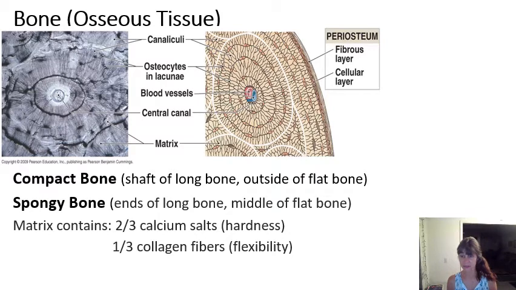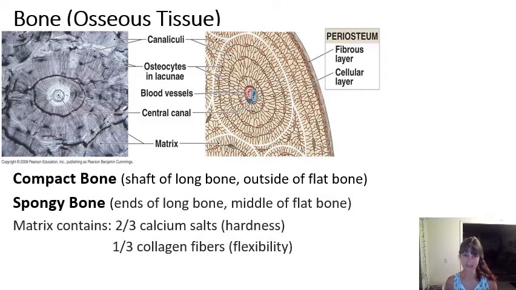Osseous connective tissue is probably something you're more familiar with when you hear the word bone. Osseous connective tissue comes in two types. We have compact bone and spongy bone. Compact bone is the type of bone that makes up the shaft of a long bone or the outside of a flat bone. Spongy bone is found in the ends of long bones and the middle of flat bones, and is also the majority of what's in the vertebrae.